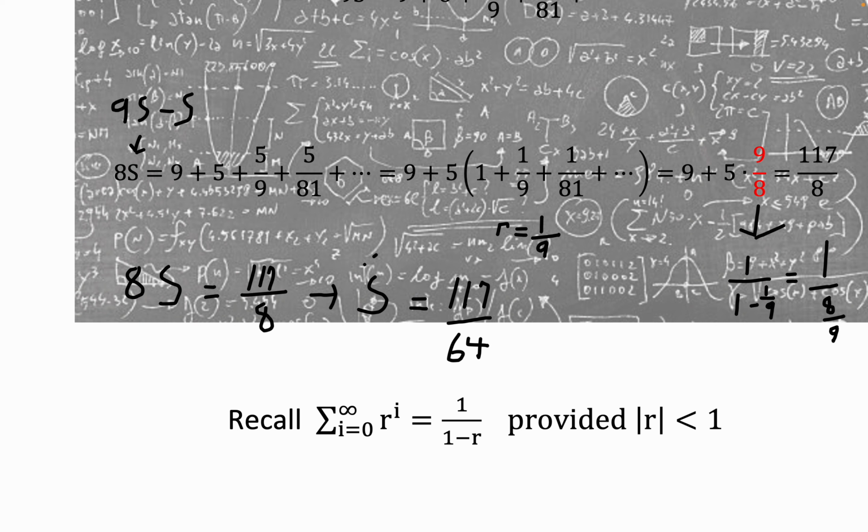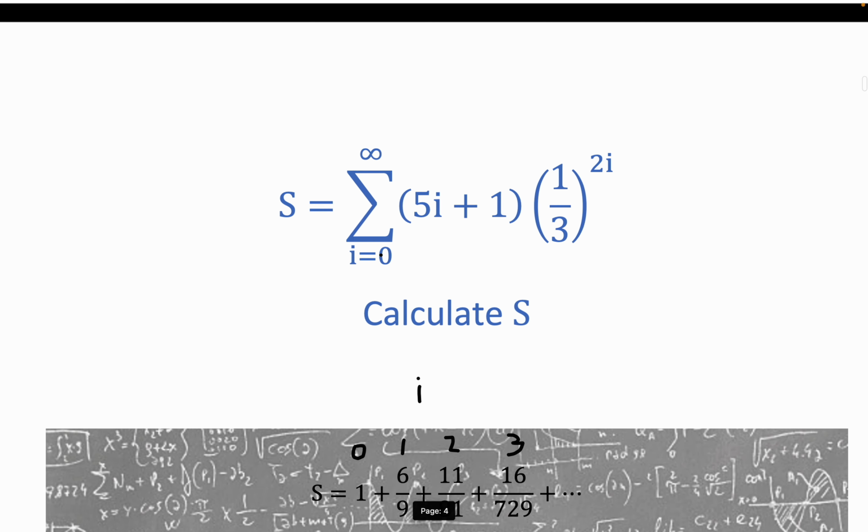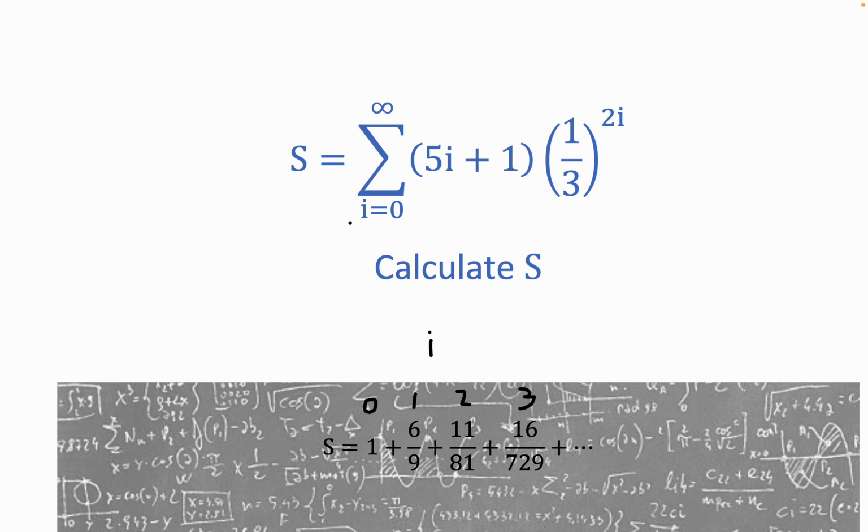Okay, that's the solution, folks. 117 over 64 is what the original series up here equals. I'll just write it up here again for y'all if you need to see it. So this is equal to 117 over 64.